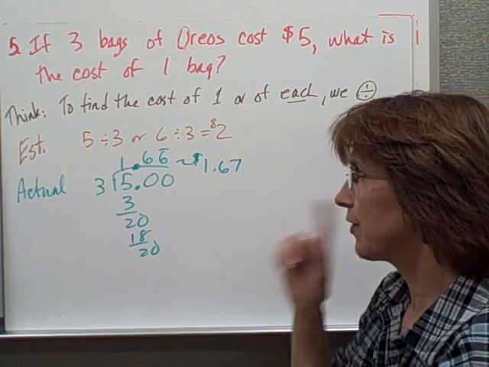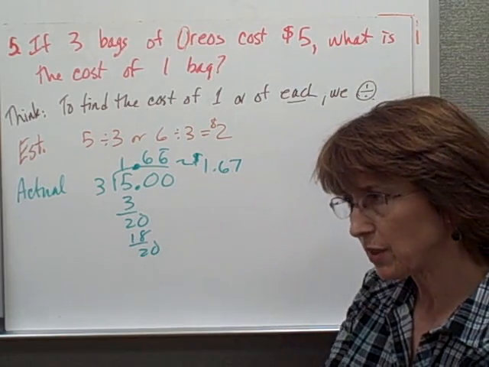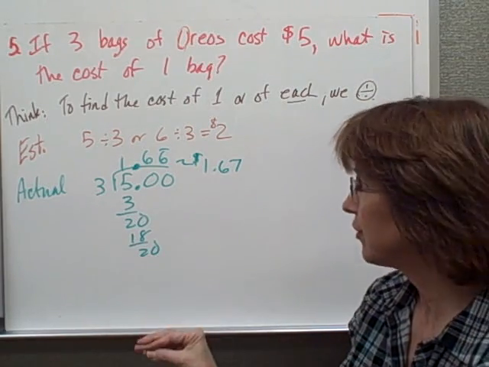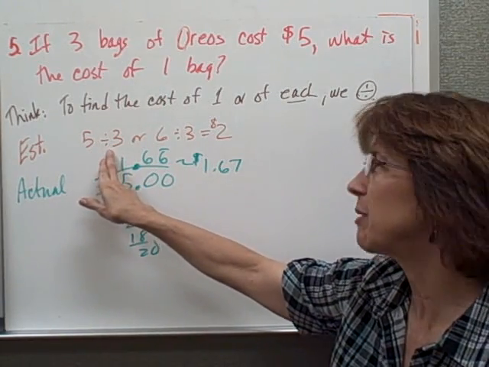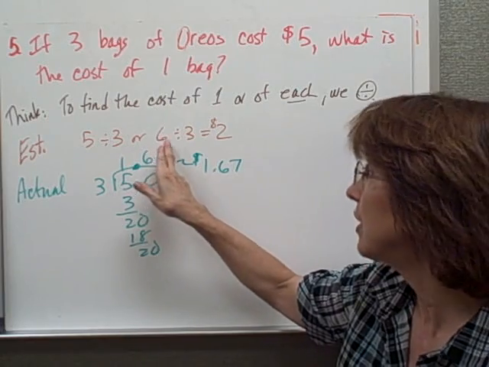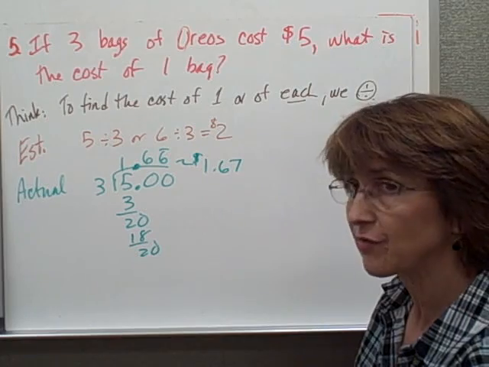All right, so here you have to think: we're trying to find the cost of one thing, of each. We're dividing, trying to figure out the cost of 1 bag. That would be division. So we're estimating it: 5 divided by 3, well that's not compatible, so I'm going to make the 5 be 6, which is compatible. So 6 divided by 3 is $2, so about $2, and I'm paying a little bit less for each bag.